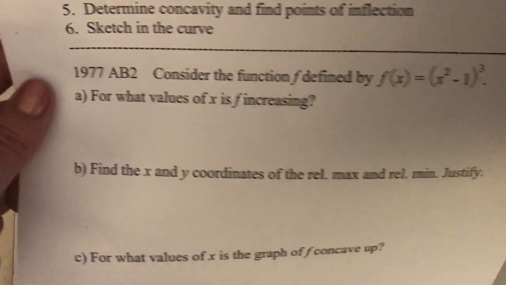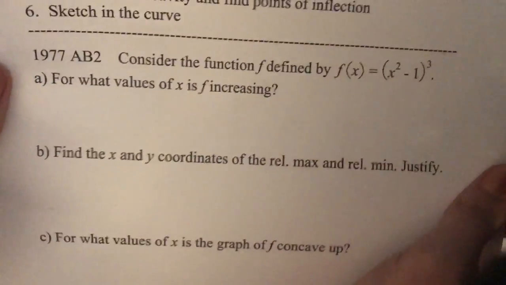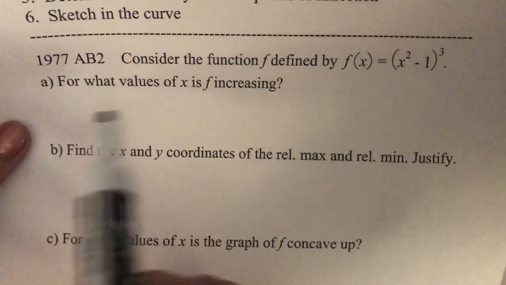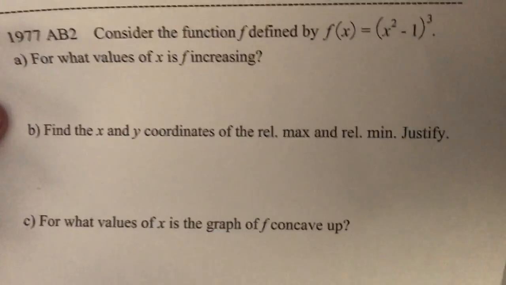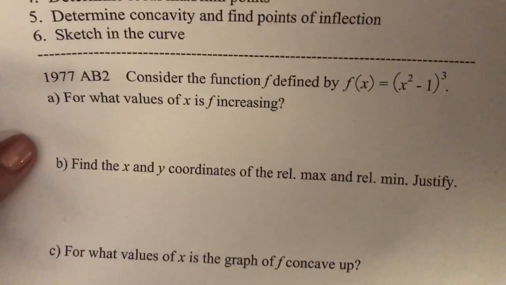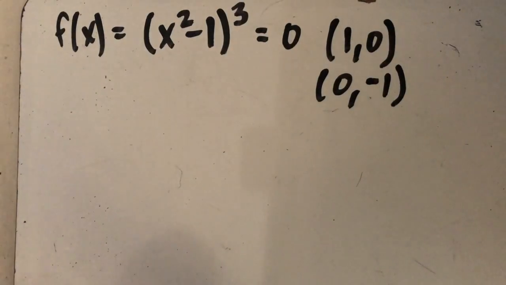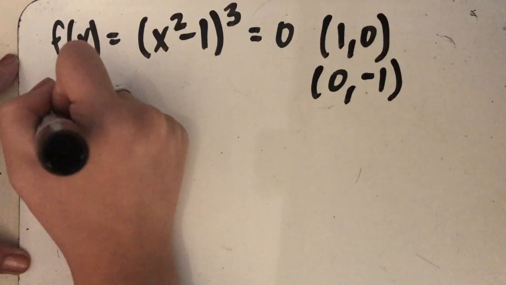1977 AP Calculus exam. What was happening in 1977? We are going to ask for what values of x is f increasing. So here we go, we're at step 3. We need to find the critical points, draw our number line. So f prime of x.